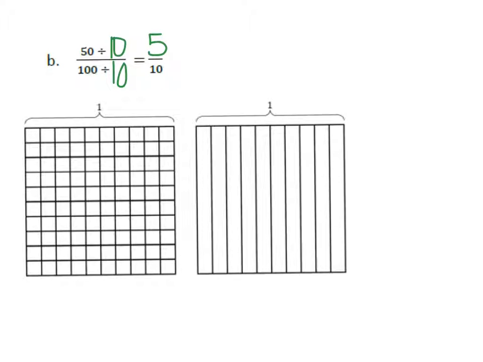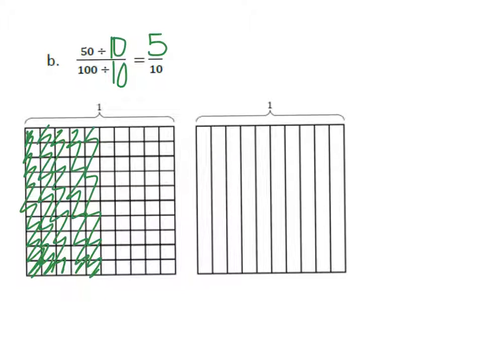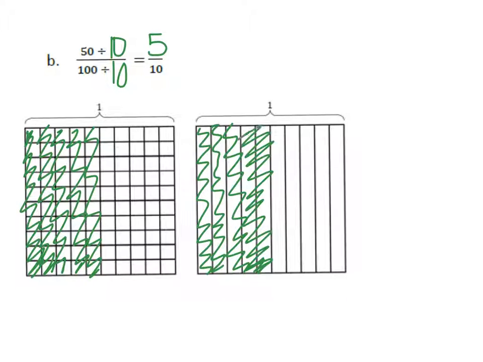So let's look at our models. The first one is divided into hundredths, so we need to shade in 50 of those. So there's 10, 20, 30, 40, and 50. For the second one, we see it's divided into tenths, so we're only going to shade in 5. There's 3. I'm going to do 4 and 5 kind of together here. So there we go.